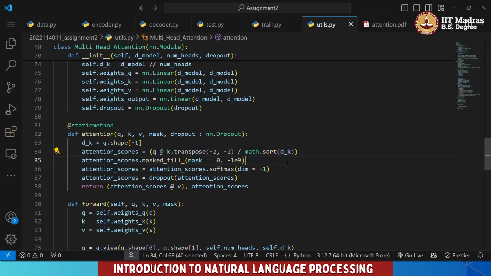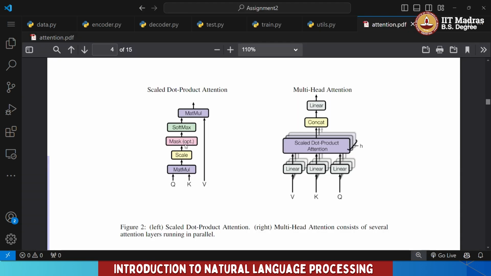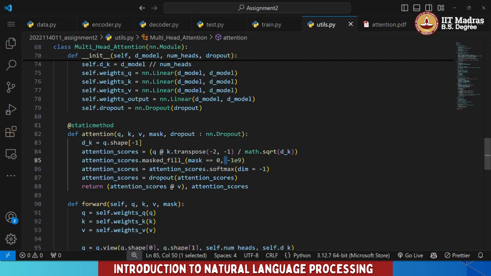This is just done for normalization, so that we have a smoother loss gradient, the loss surface that is plotted out, if you might be aware of that. Then we have the mask, which you can see here. Then we apply softmax, then we apply dropout. Dropout is just so that we don't overfit our model, and then we return the attention scores and the final values.